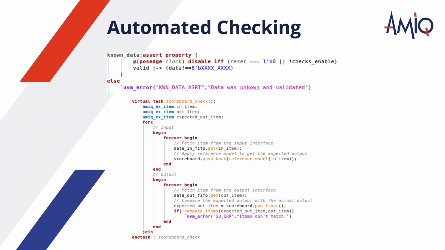The event that triggers the scoreboard check task is a write to the data out FIFO, which coincides with the transaction going out of the RTL. The check will be a comparison between input transactions, which are stored when a transaction is recorded on the input of the RTL, and the output one received from the data out FIFO. The relationship between the input and output will be handled by the compare items function.